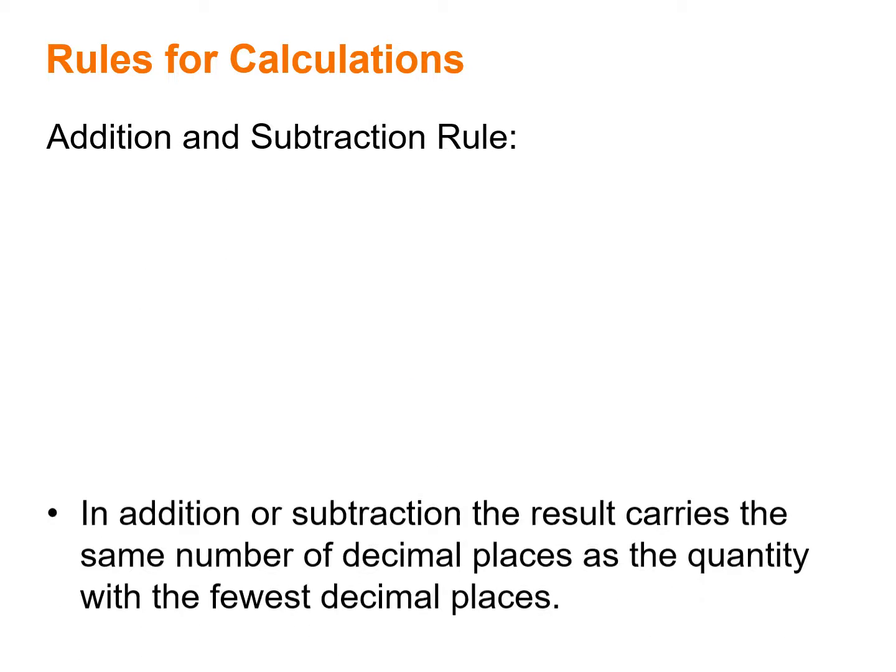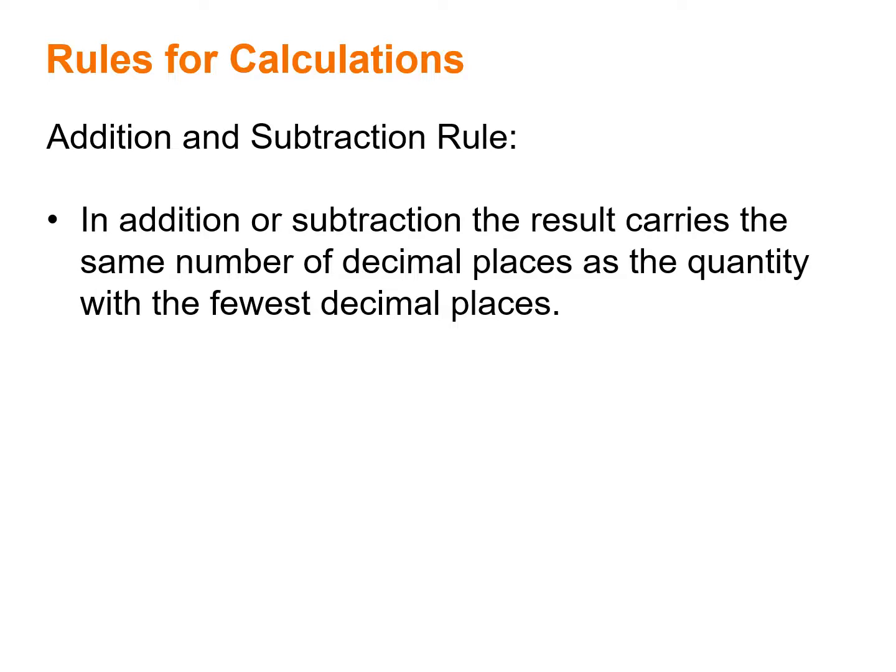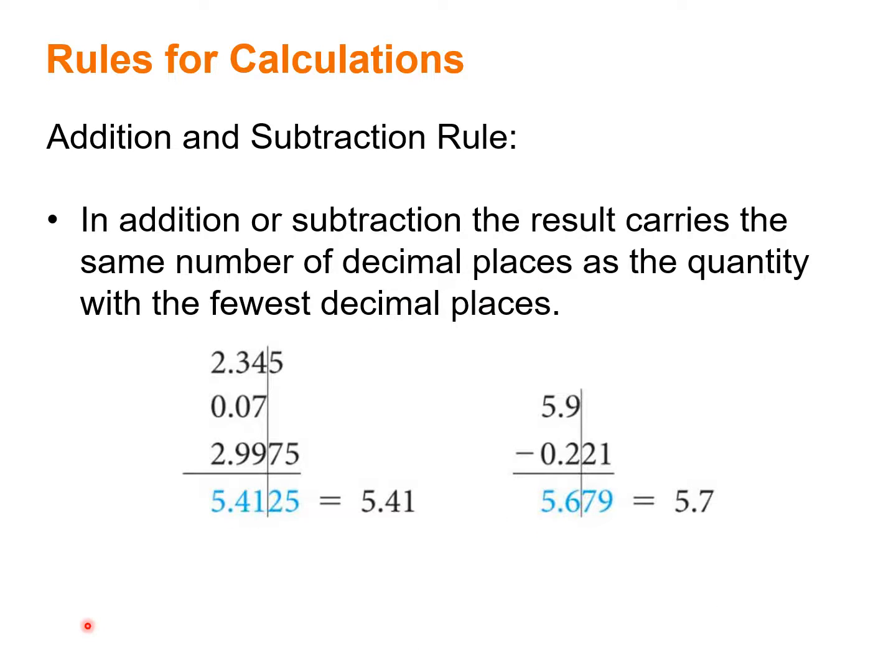So, more rules for calculations. If you're doing addition or subtraction, you have to line up the decimal places, and you really have to line up the numbers. So here are some numbers. What you do is draw the line by the decimal place with the fewest significant figures. So this one is only significant to the hundredths. It doesn't have any numbers here, so this is not significant.